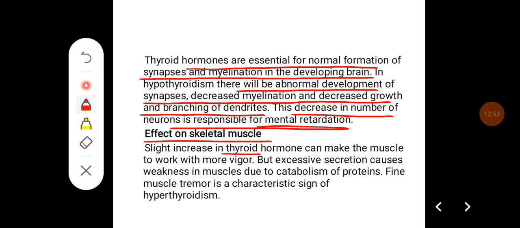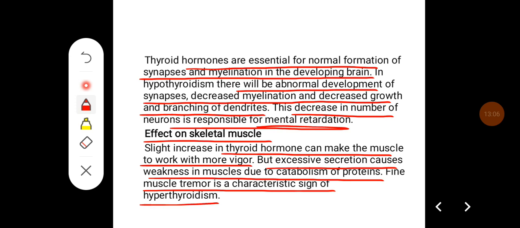A slight increase in the thyroid hormone can make muscles work with more vigor, but excessive secretion causes weakness in muscles due to the catabolism of proteins. Fine muscle tremor is a characteristic sign of hyperthyroidism.